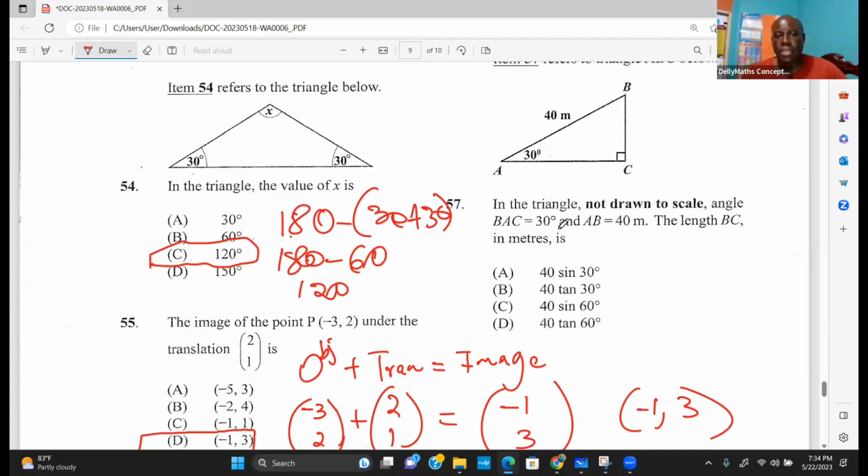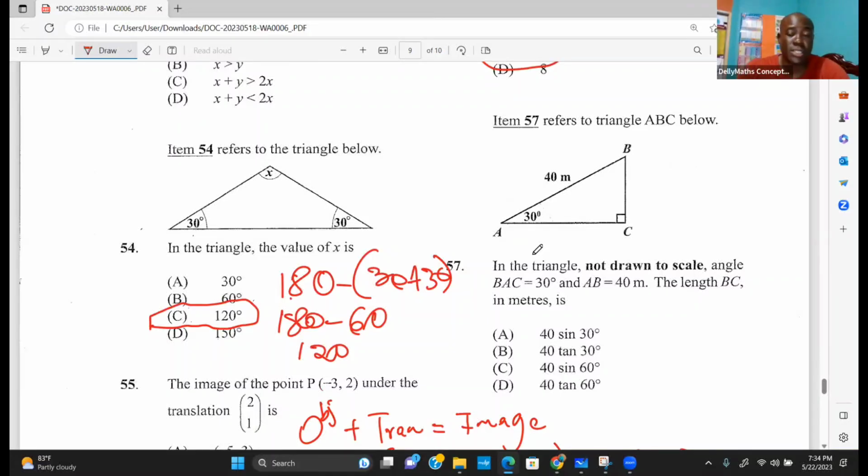Trigonometry now. They cover the entire syllabus in here. You guys notice? It's a good thing we finished the syllabus. So there's a triangle not drawn to scale. Angle BAC is 30, and AB is 40 meters. The length BC in meters is what? So what is the length BC?